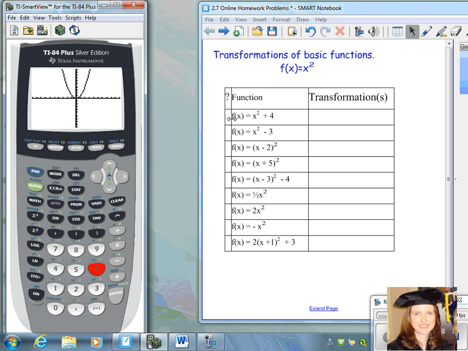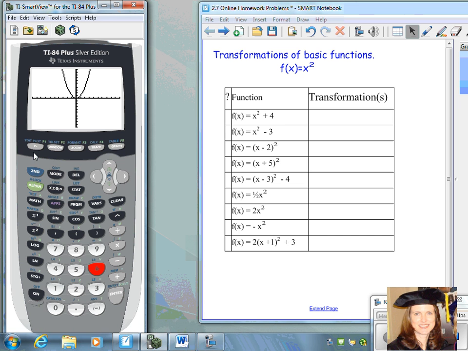Now I want you to make a guess as to what type of transformation is going to occur. Several things could happen. This parabola U-shape could move to the right, it could move to the left, it could shift up, it could shift down, it could become wider, it could become more narrow, it could even flip upside down. So I want you to make a guess as to what is going to happen if you take this basic function x squared and add a 4 to it.